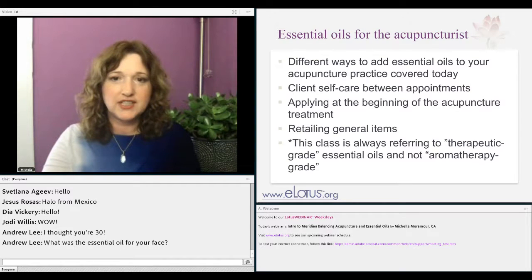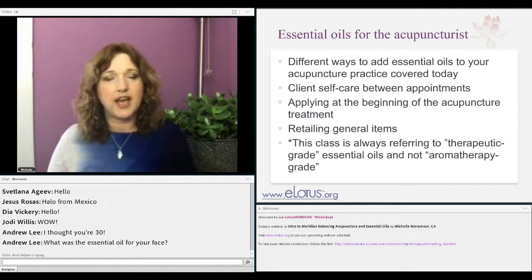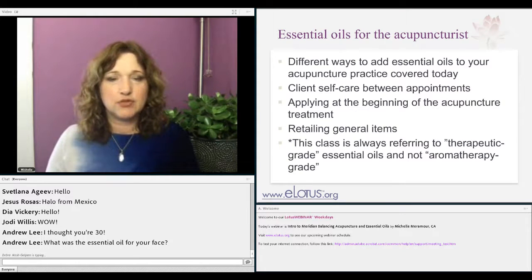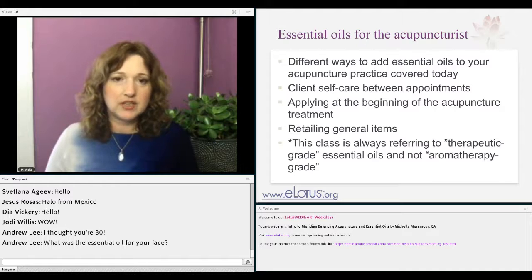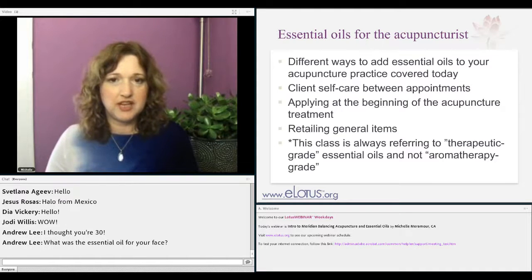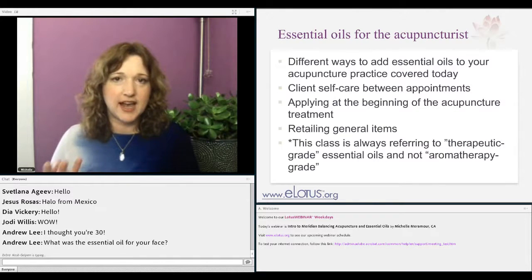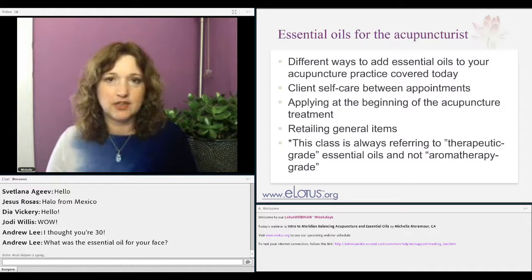So different ways to add essential oils to your acupuncture practice that we're going to cover today are the clients using it for self-care between appointments. This is one thing I found helps to increase the effectiveness of the acupuncture and has the treatments holding longer when people are using a blend on the soles of their feet or diffusing it in between the appointments. Like I said earlier, I always apply essential oils to the soles of their feet at the beginning of the acupuncture treatment.